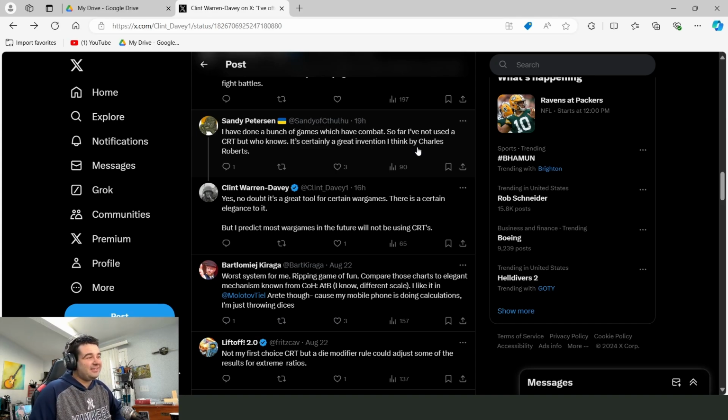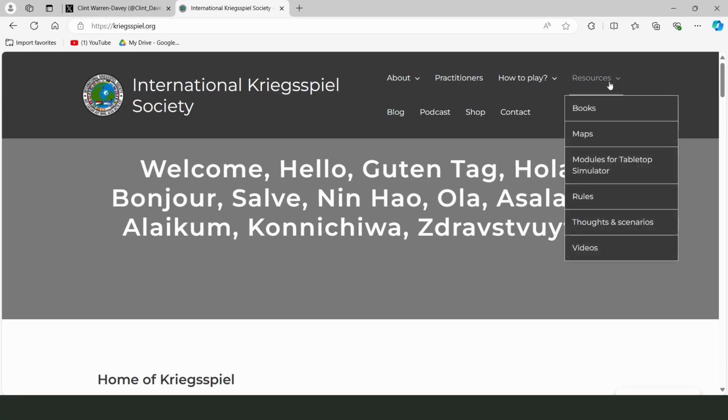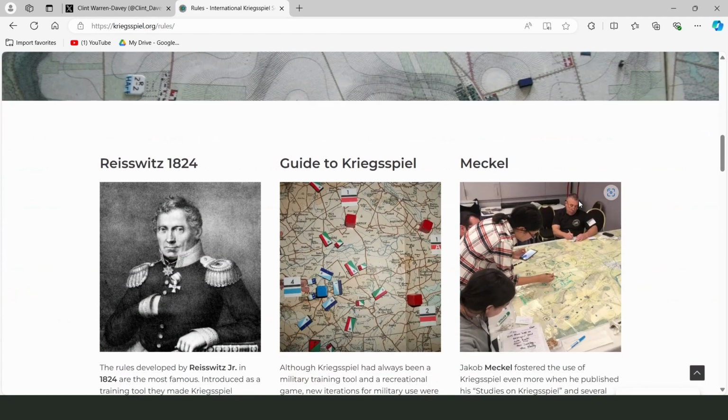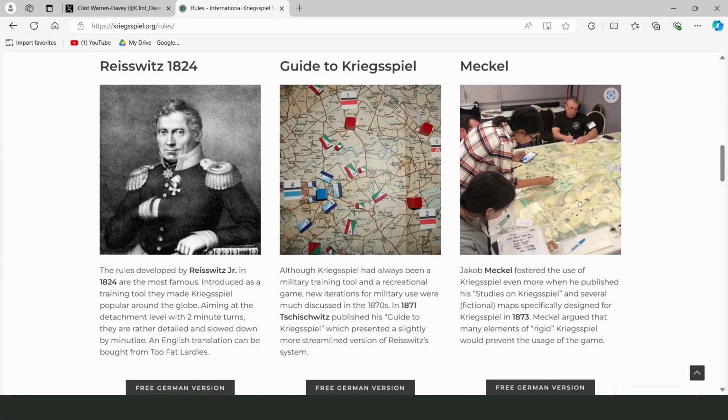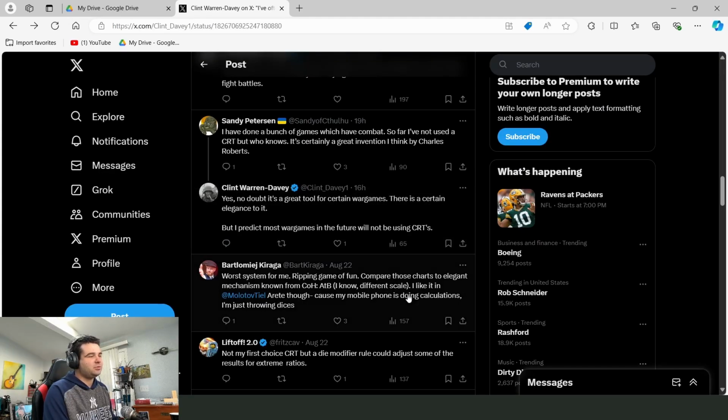And the concept of it really goes back at least as far as 1824 Reiswitz's Kriegspiel, which recently celebrated its anniversary. I am actually in a Kriegspiel club, so I have played the original Kriegspiel rules only once, and frankly I wouldn't do it again because they're extremely slow, but they have combat results. And Clint actually responded to this one, saying that he predicts in the future most war games won't be using CRTs, that there'll be a shift away from CRTs. And I don't think that's going to be true. If they've been in use for 200 years, I bet they're going to be in use for 200 more.